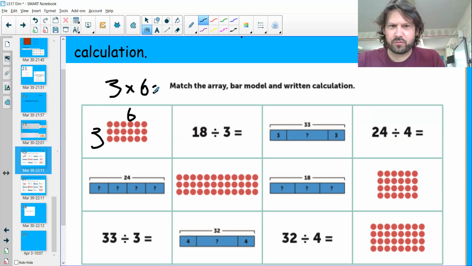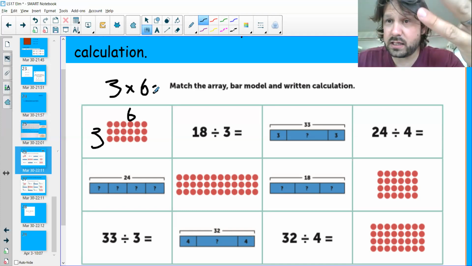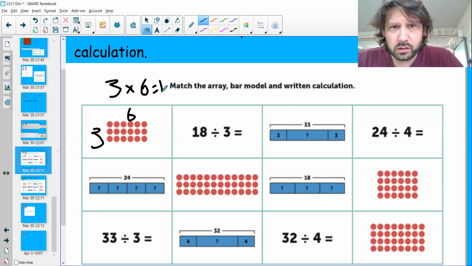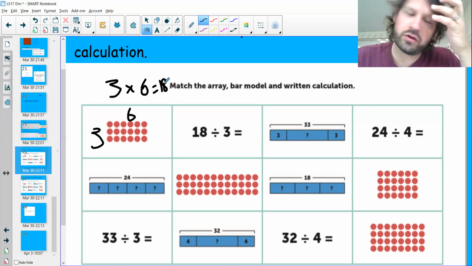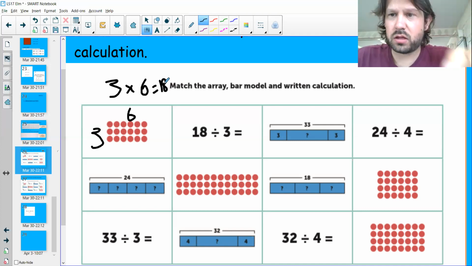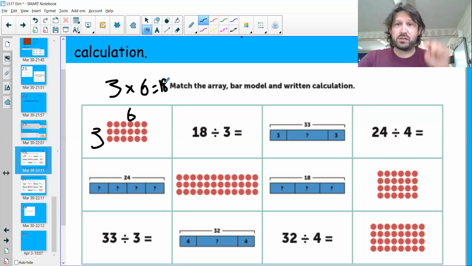well, luckily there's an array, so you can count 3, 6, 9, 12, 15, 18. So I've done the first box. Of course, if you don't know your 3 times table, you could count in 6s. If you don't know your 6 times table, that's the wonderful thing about arrays. You can count the individuals. You can count them, and there are 18.